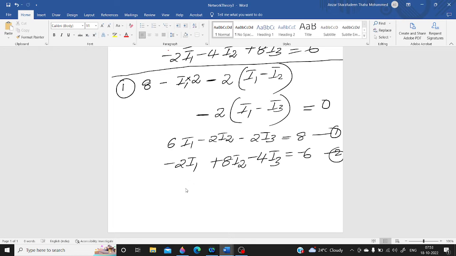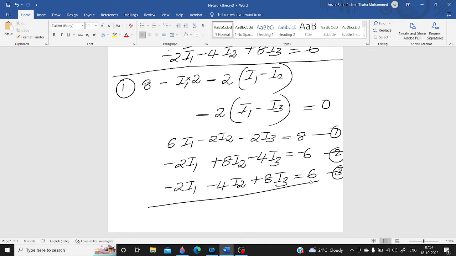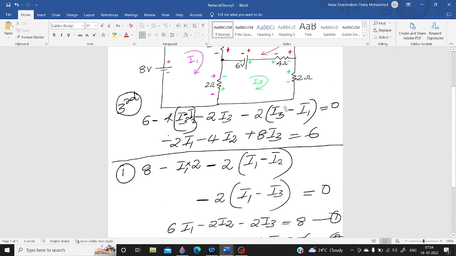Which is nothing but minus 2i1 minus 4i2 plus 8i3 is equal to 6. This is equation number 3. And now you have three equations in three unknowns. The three unknowns are I1, I2 and I3. Now you can solve these three equations to get I1, I2 and I3.